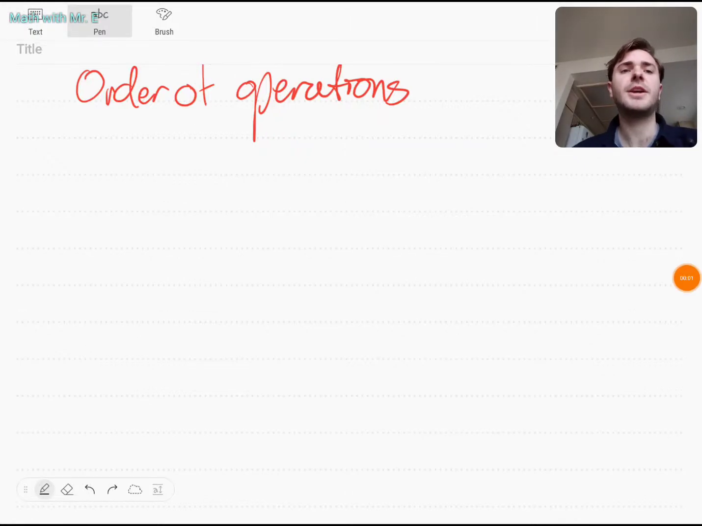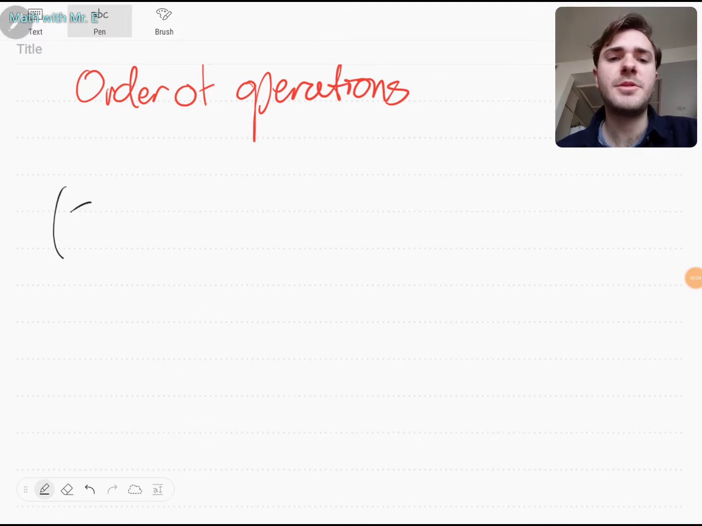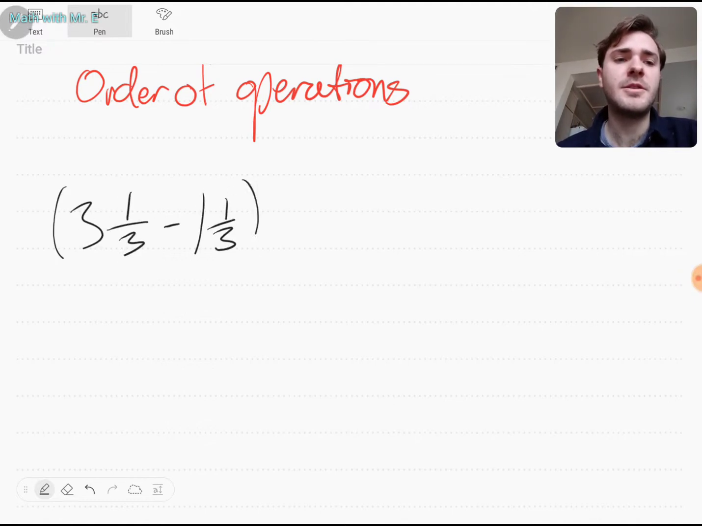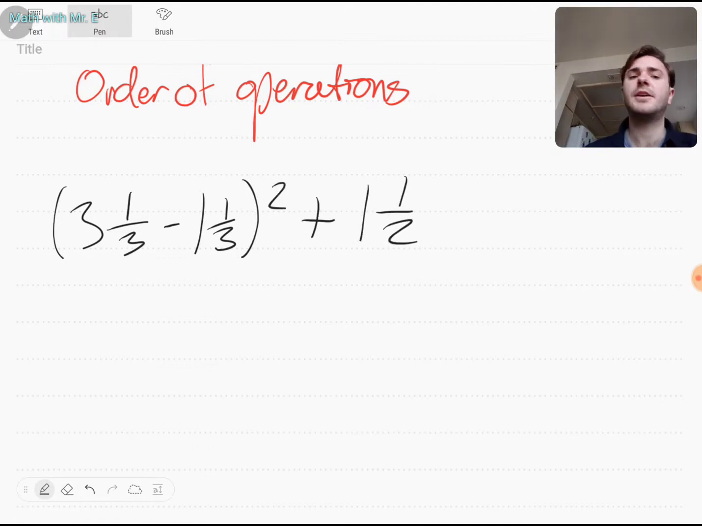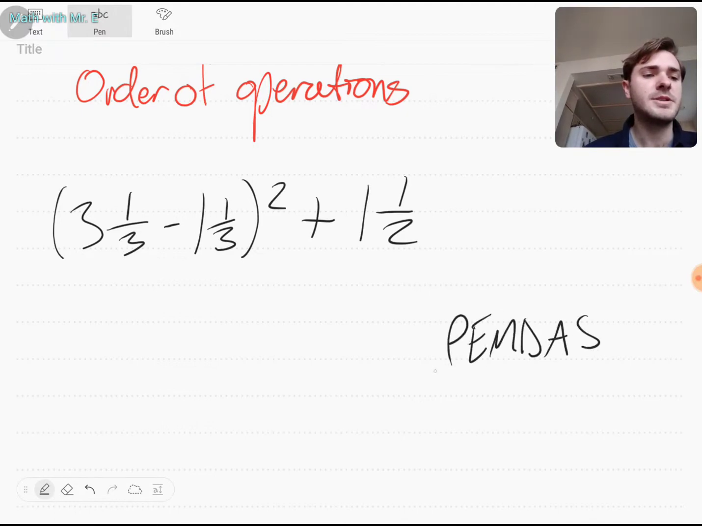Alright guys, we're going to take a look at order of operations with fractions. So let's take a look at this first problem, which will be 3 1/3 minus 1 1/3 squared plus 1 1/2. Okay, so we want to keep in mind PEMDAS, which tells us, right, we start with parentheses, then exponents, do multiplication and division, and addition and subtraction.